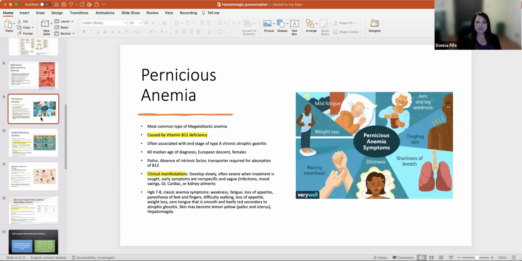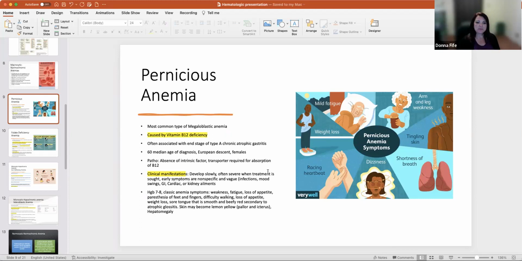Clinical manifestations usually develop slowly, and they're often severe once treatment is sought. Early symptoms are nonspecific and vague, such as a patient having more infections than usual, mood swings, GI, cardiac, or kidney ailments. I have a picture here just showing some of the different clinical manifestations we may see. Hemoglobin is 7 to 8 for this type of anemia.